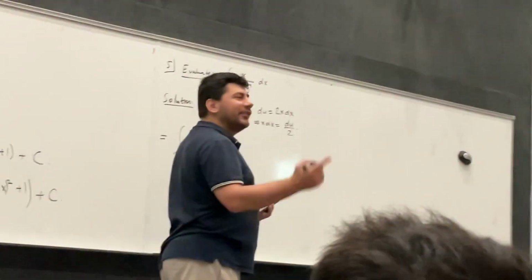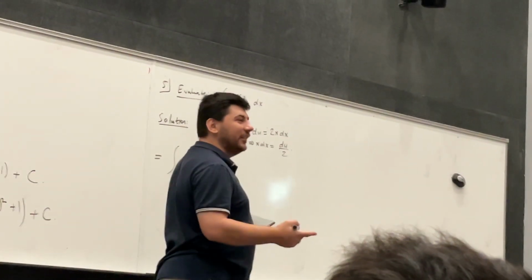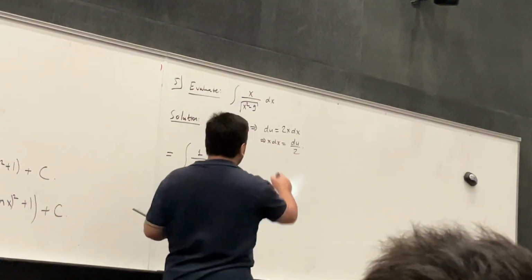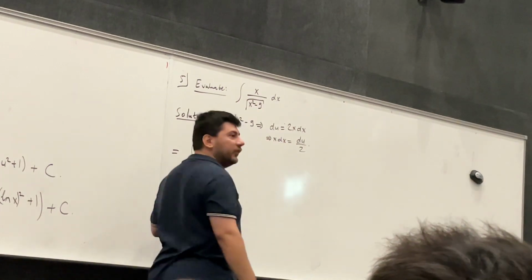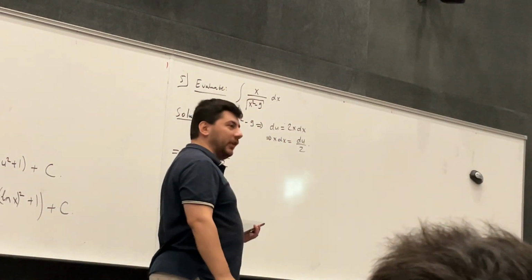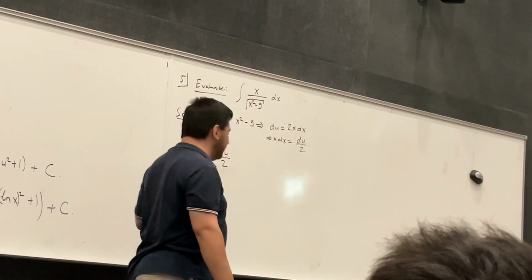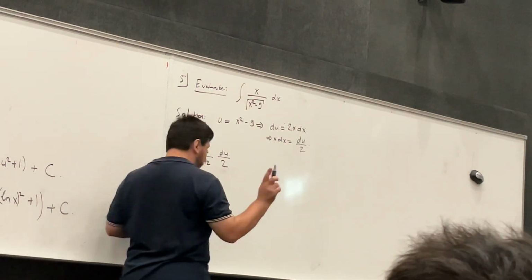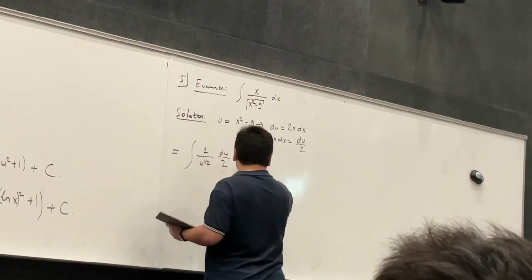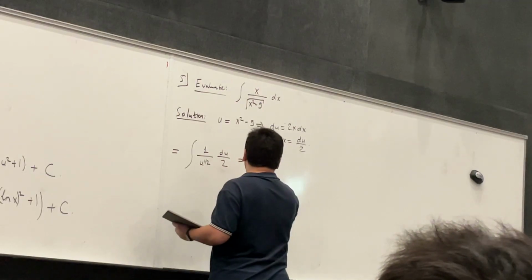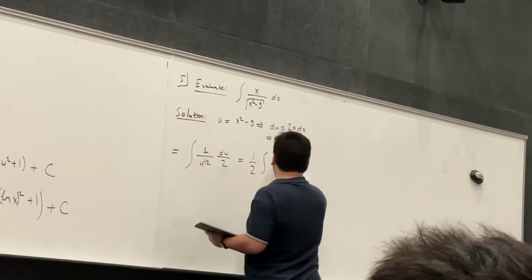We can use trig substitution, but that's just going to be longer, right? If this was 1 over x squared minus 9, then trig substitution would be better. Very good point.